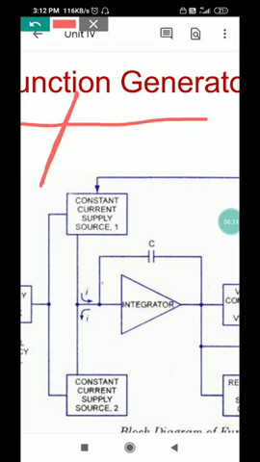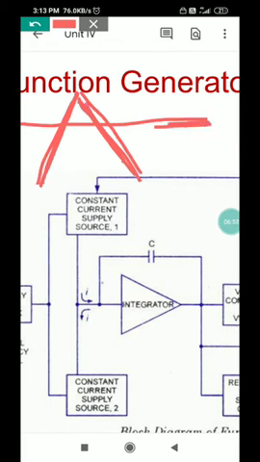If your capacitor charges to peak, then CCS1 will stop and CCS2 will start. The CCS2 starts, then the current flows in opposite direction, so the slope is negative. So the voltage building on capacitor is of this shape, right? Now this goes to the multivibrator. Multivibrator compares the instantaneous voltage with the threshold voltage. This is your threshold voltage, and this is your instantaneous voltage.